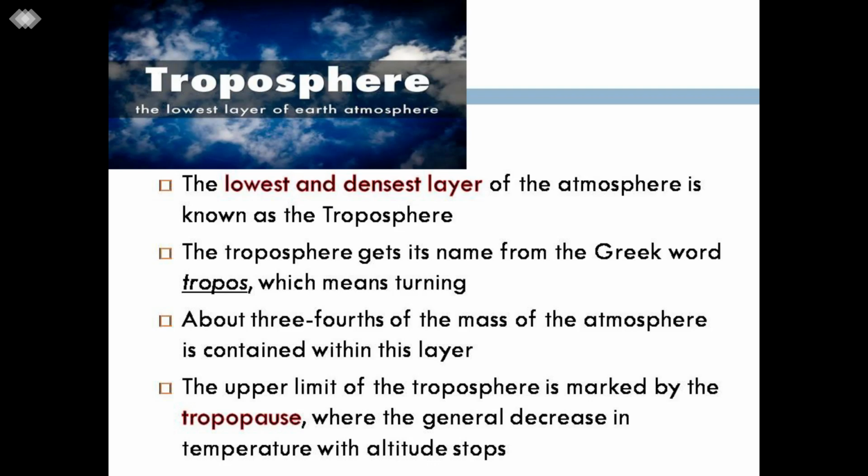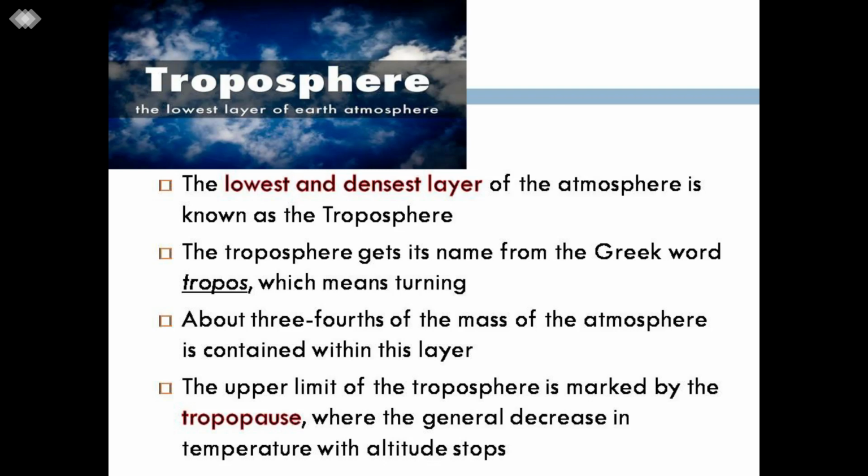Actually, the troposphere acts like a blanket. It prevents days from becoming very hot and nights from becoming very cold. Within the troposphere, the temperature decreases as we move up. Most of the water vapor, clouds, and dust particles of the atmosphere are found in this layer.